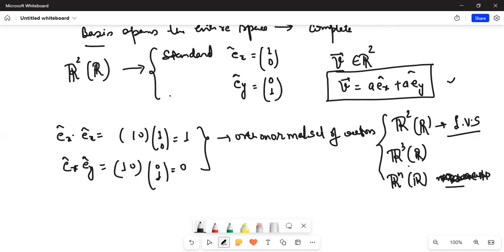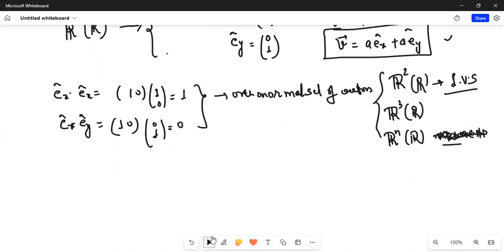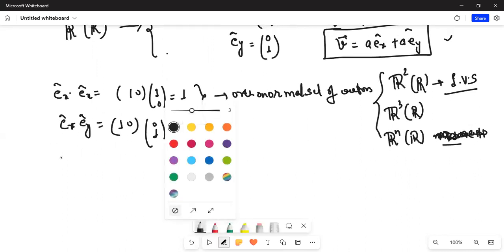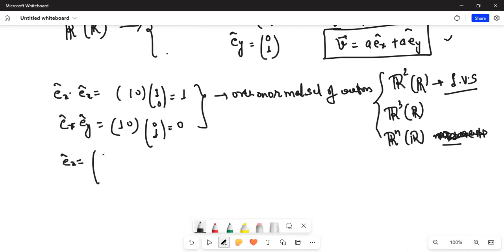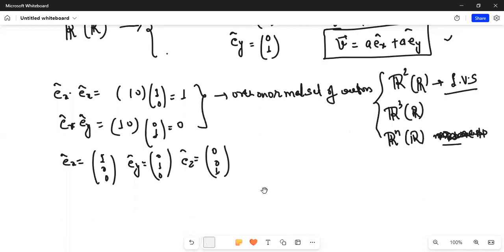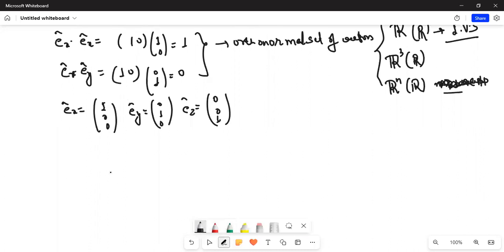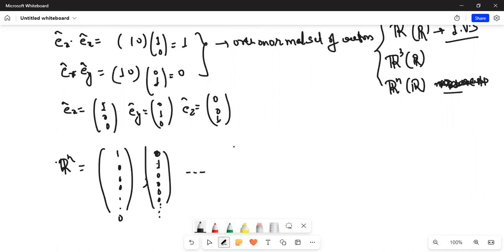If I talk about R cube, what will be the standard basis vectors? The standard basis vectors for R cube would be ex cap, that is 1 0 0; ey cap would be 0 1 0; and ez cap would be 0 0 1. Similarly, if I want to write the standard basis vectors for Rn, they would be 1 0 0 0 and so on, then 0 1 0 0 0, and so on and so forth.